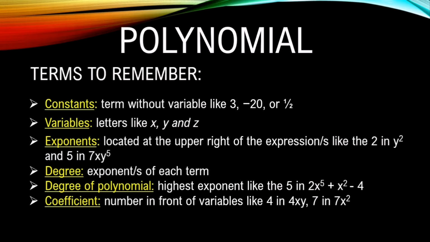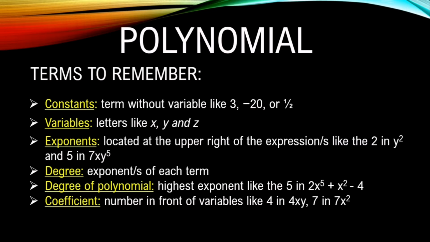Constants are a term without variable, like 3, -20, or 1/2. Variables, these are letters like x, y, and z. Exponents, these are written at the upper right of the expressions, like 2 in y squared and 5 in 7xy to the power of 5. Next is degree, exponents of each term.